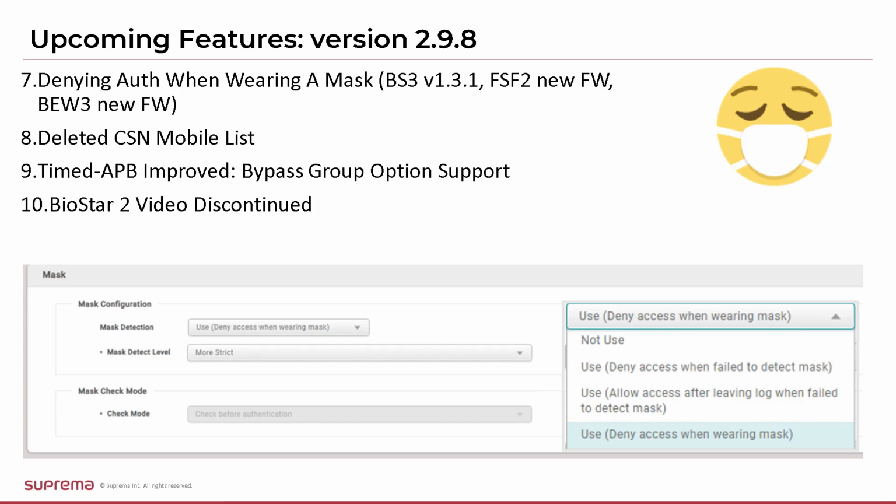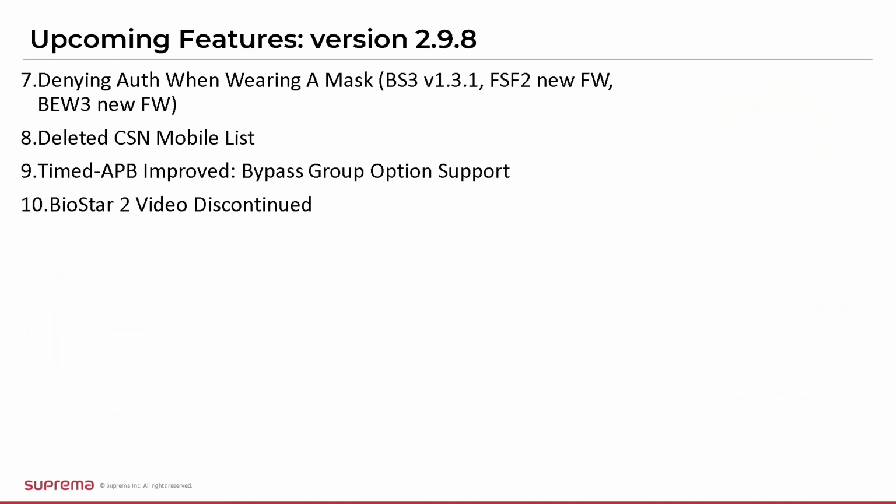When authenticating with a mask, the device rejects authentication. To prevent mobile cards from being deleted from the system and not blocked, the deleted CSN mobile card list menu is added. In the timed APB function, the bypass group option is added.